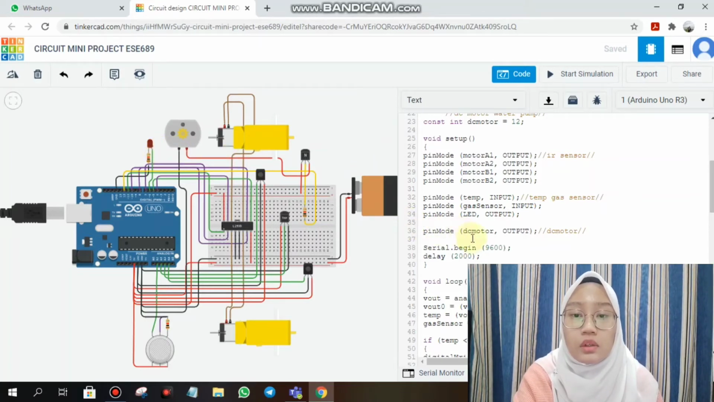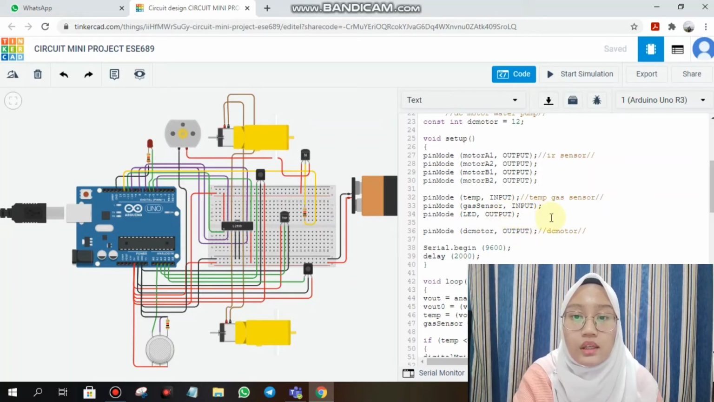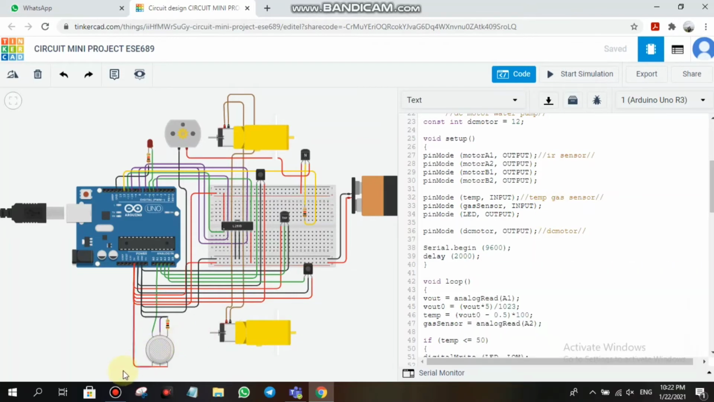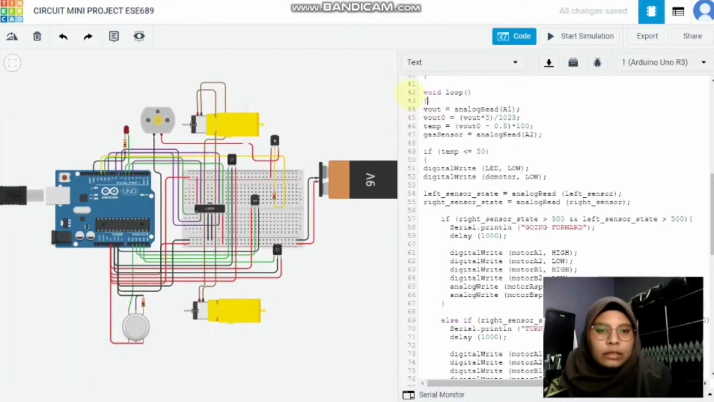The third group of pin mode is the DC motor. The DC motor is known as an output, as when the circuit is simulated, the DC motor will turn around and act as an output. I will explain from line 42, the void loop.